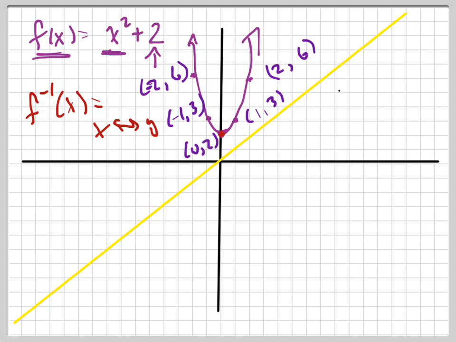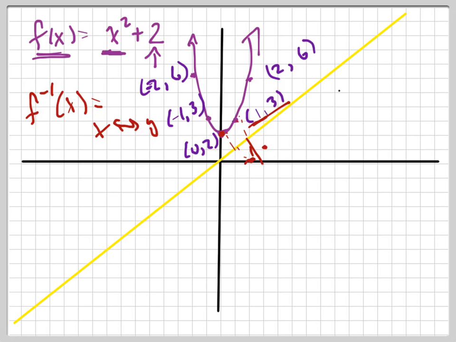Now, if 0, 2 is a point on my purple graph, then on my red graph, 2, 0 is going to be a point. That point is reflected over that line. If 1, 3 is a point on my purple graph, then 3, 1 is a point on my other graph. It's reflected over that line. 3, 1 is the reflection of 1, 3. Sorry, 3, 1. Thank you, good point. 3, 1 is right there.